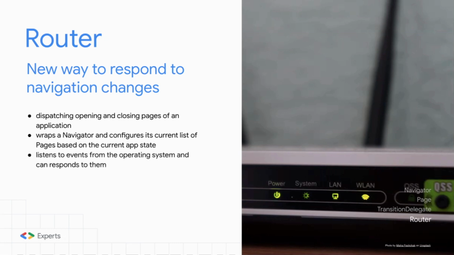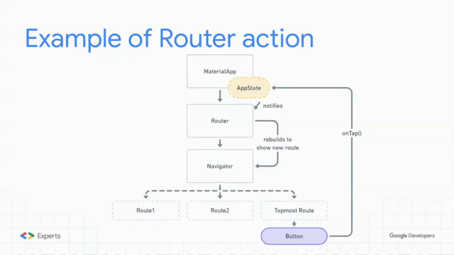Then it will listen to the events from the operating system, so back button, new intents, changing of a URL address, and will respond to them and will, for instance, change the navigation stack if it's necessary. And this is an example of Router in action. This is also from the documentation.